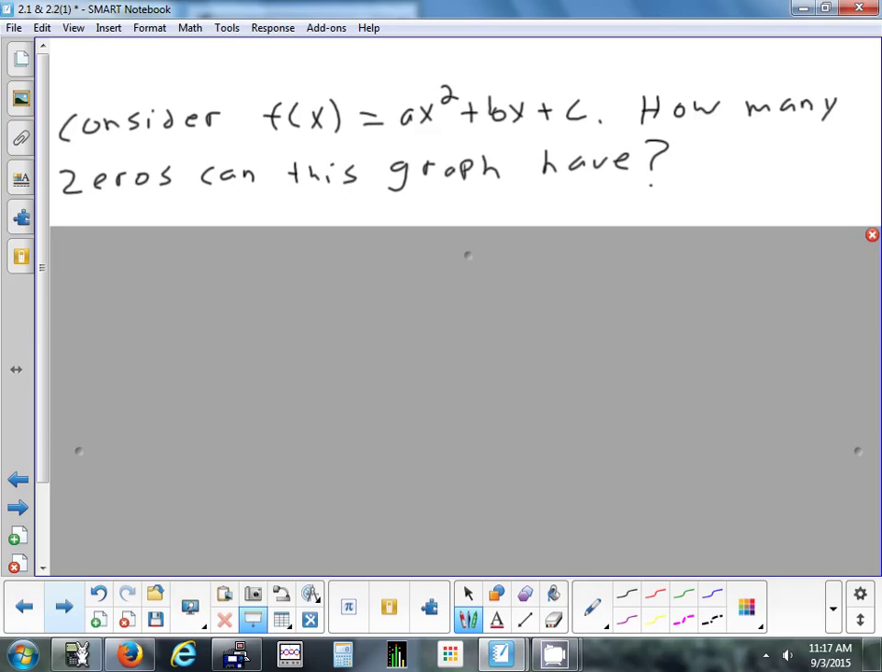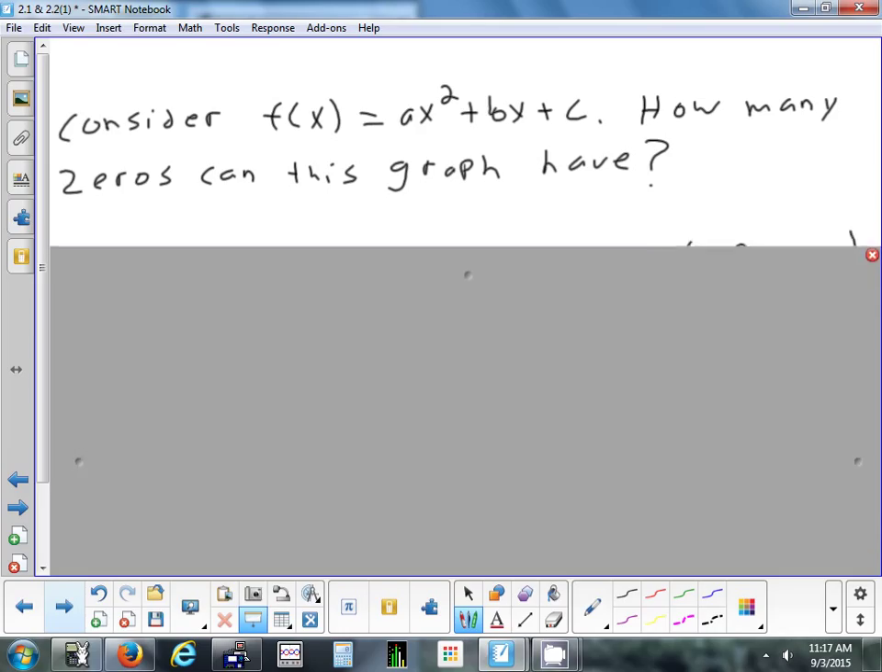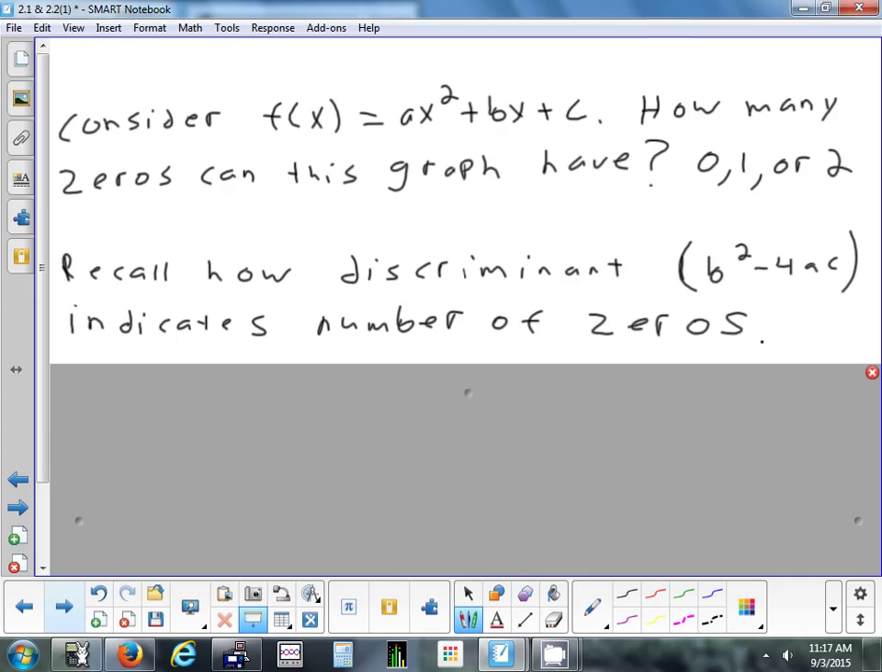Okay, so let's step up to a quadratic. At this point, we should all know what a quadratic looks like when you graph it. How many roots can a quadratic have? What are the possibilities? 0, 1, and 2. Right, 0, 1, or 2. It's a U shape, and depending on how you sketch it, that U shape could cross the x-axis twice, once, or not at all. Okay. Does anyone remember how the discriminant can tell us whether we have 0, 1, or 2 solutions?